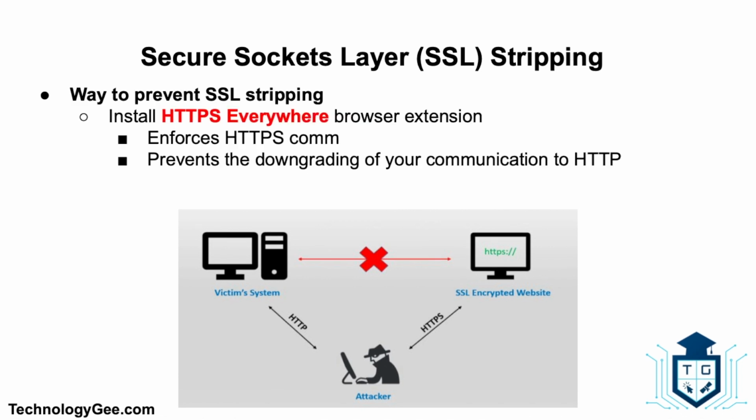A way to check to see if you've been victimized by SSL stripping is to check the browser address bar to see if you are connected through the unencrypted HTTP protocol. An effective way to prevent SSL stripping is to install the HTTPS Everywhere browser extension, which will enforce HTTPS communication wherever possible and prevent an uninvited party from downgrading your communication to HTTP.